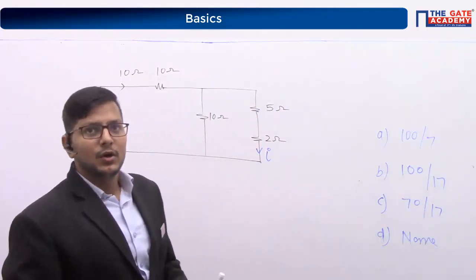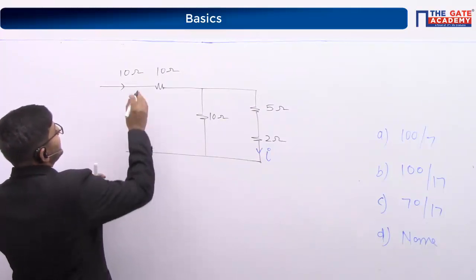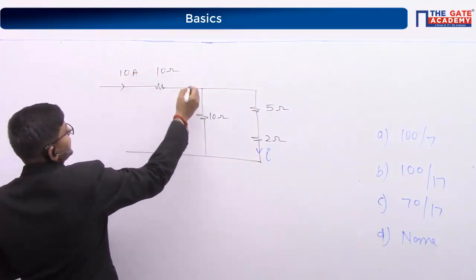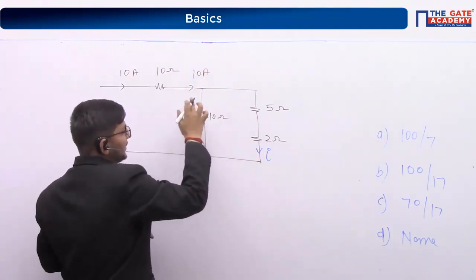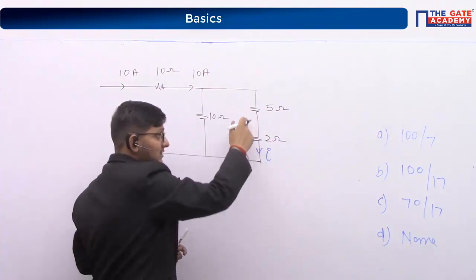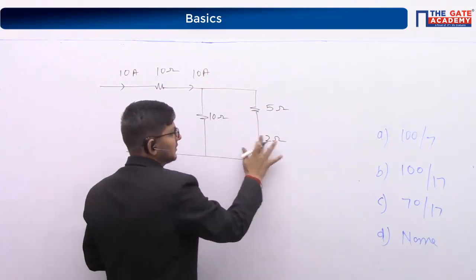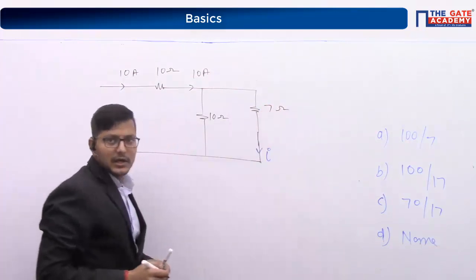Okay guys, come to here. This is the 10 ampere. The total supply current is 10 ampere, right? And we have to find the current in this branch. Here these two resistances are in series. Just add up these two resistances. If you add them up, it will be 7. Clear? It will be 7.